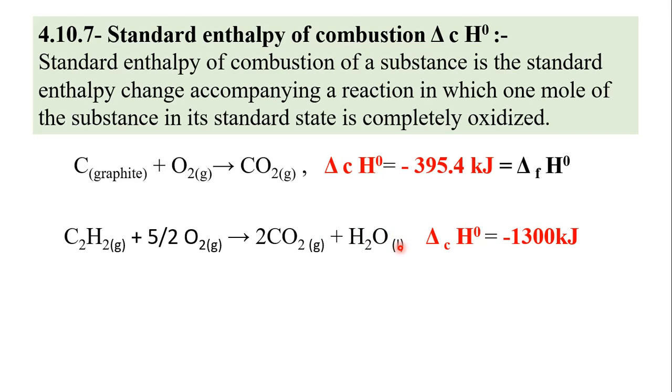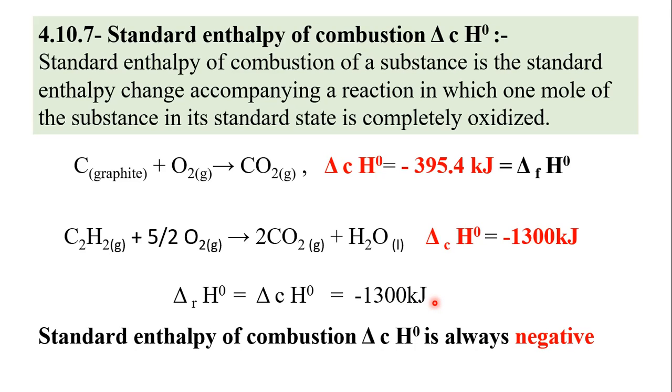So it is a combustion reaction, and therefore delta H0C is equal to minus 1300 kilojoules, the standard enthalpy of combustion of acetylene. So here in this reaction, the standard enthalpy of reaction is equal to the standard enthalpy of combustion, and it is also the standard heat of reaction. So the standard enthalpy of reaction is equal to the standard enthalpy of combustion of acetylene, and that is equal to minus 1300 kilojoules. One more point about the standard enthalpy of combustion: it is always negative.